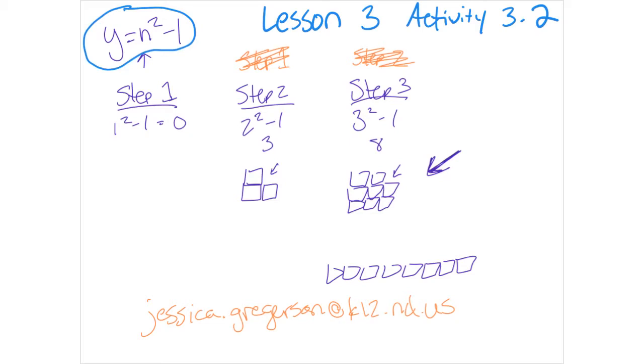The big thing is that when n is being squared, you can actually think of a square. So for step 2, 2 squared, well, that's 4. That means a square that's 2 by 2. And then minus 1 just means that 1 square is missing. So that's what I was trying to show here. Step 3, 3 squared means a square that's 3 by 3. And then there's 1 square missing because you're subtracting 1. So it would be right there.